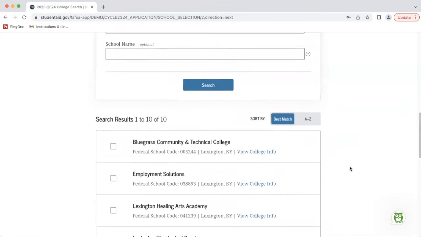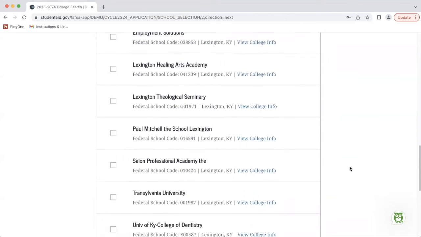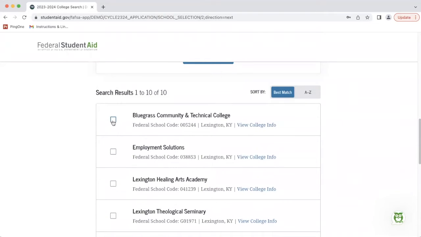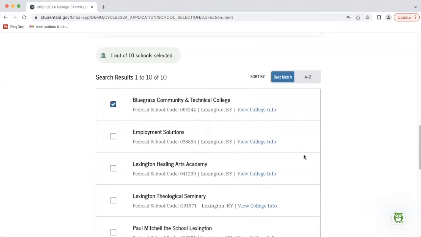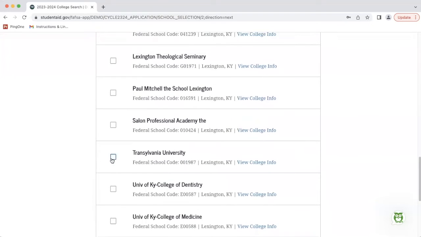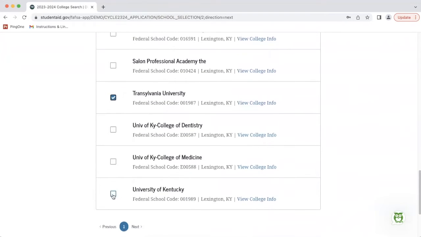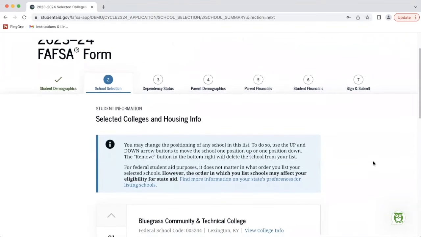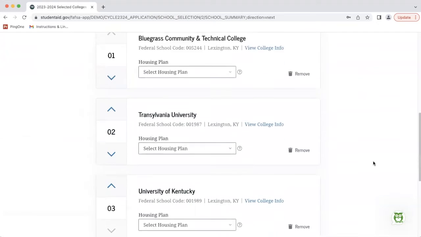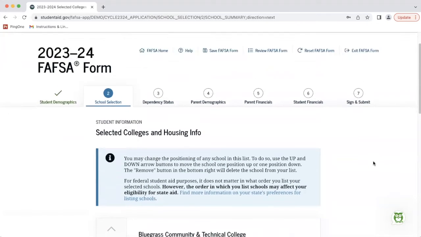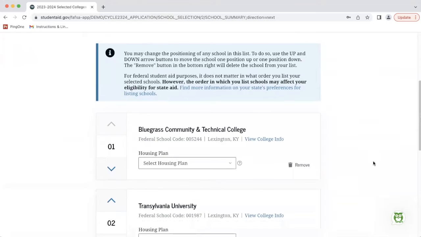So when I search by city and state, it'll give me a lot of different options that would be close by based on what I put into that field. And then what you do is you just go through the list and check which schools that you would want to put in. Again, you can put in several colleges and they'll all receive this FAFSA. So I went ahead and put in 3 just for today's demonstration, but again, you can put in up to 10. The next page is going to ask you about housing information.